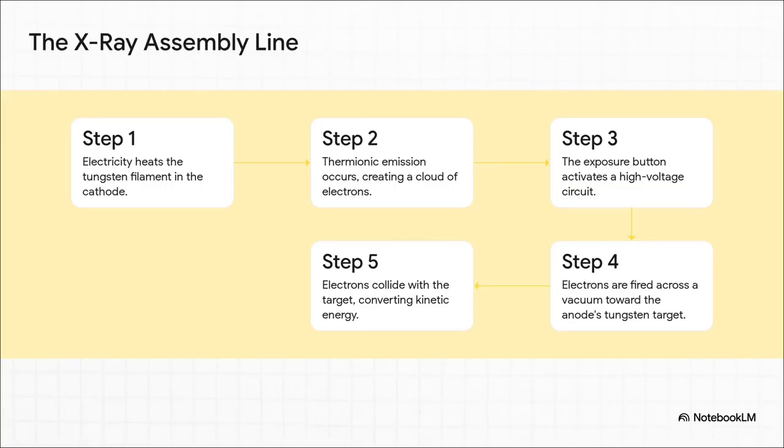First, electricity heats up a tiny tungsten filament, which boils off a cloud of electrons. The second you hit that exposure button, a massive voltage difference acts like a giant slingshot. It launches that cloud of electrons across a vacuum tube at nearly half the speed of light, and they just slam into a small tungsten target at the other end.